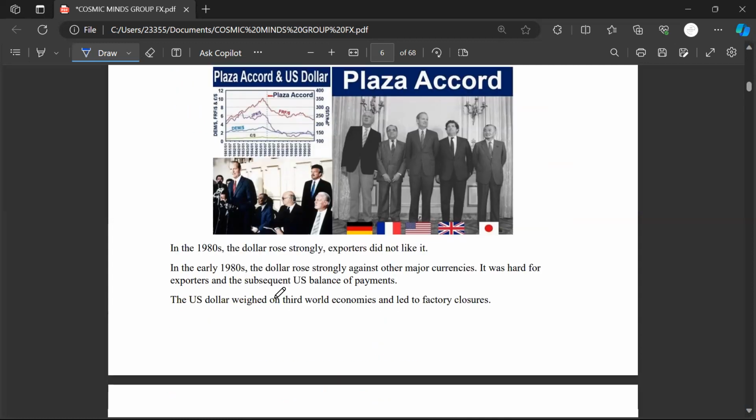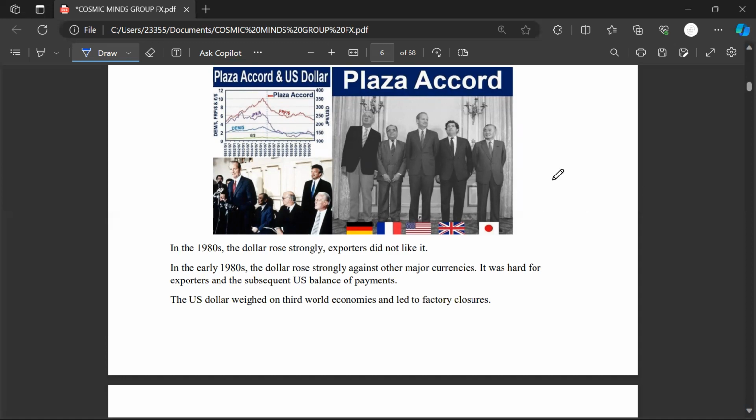Now, in the 1980s, the dollar rose strongly. Exporters did not like it, right? The dollar was still becoming what? The monopoly, very, very strong. Even now, we see the dollar still being in charge, whether you like it or not. But there are other arrangements still trying to overthrow it.